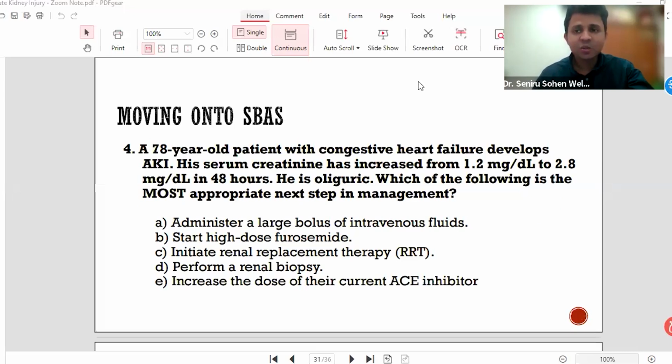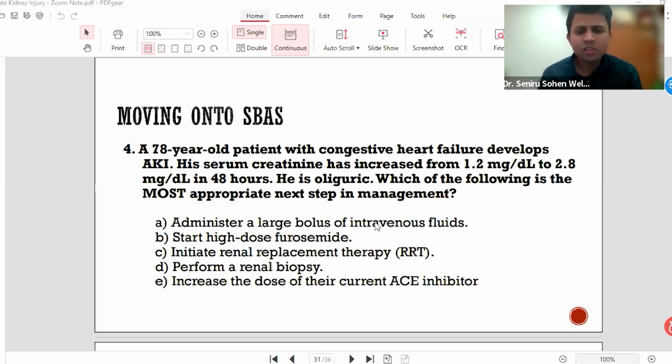As most SBAs, there are two answers that go very close by, and you have to select the best one out of that. So here we have a 78-year-old patient with congestive heart failure. So patient is already having fluid overload and the patient is elderly and the patient is having AKI and the serum creatinine has increased from 1.2 to 2.8. That is almost stage 2 to stage 3 AKI. So in 48 hours and is oliguria. So which of the following is the next most appropriate step in the management?